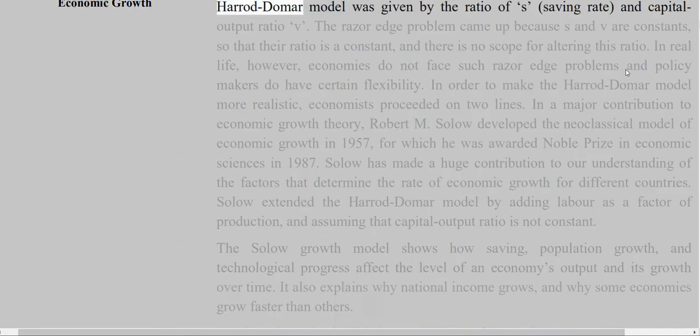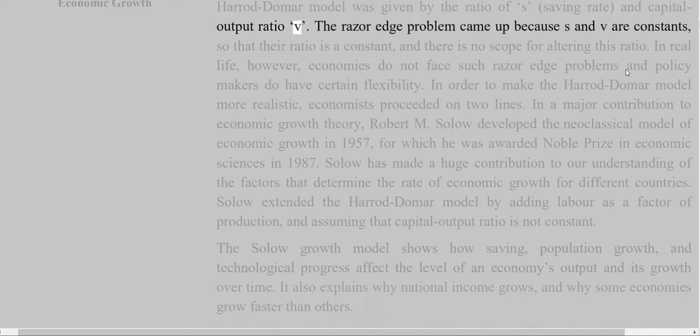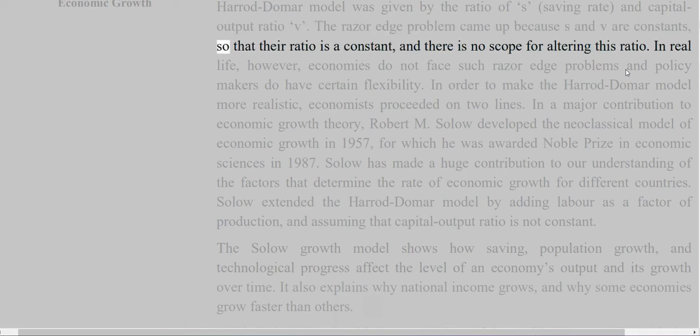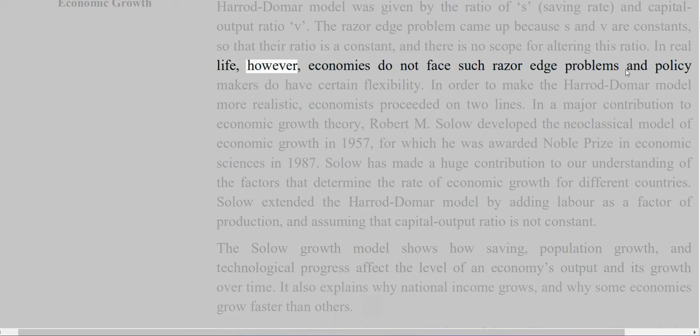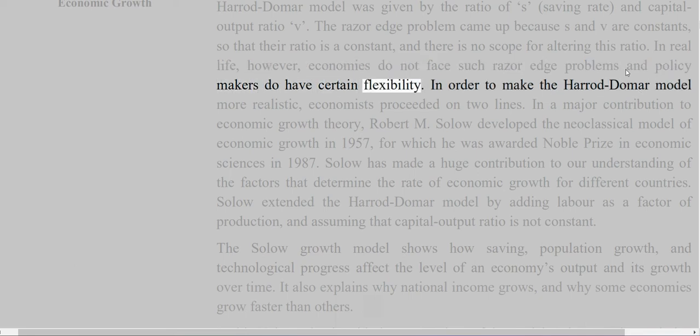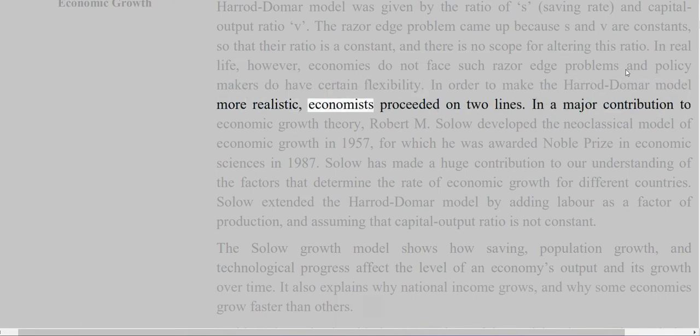Harrod-Domar model was given by the ratio of S, saving rate, and capital output ratio V. The razor edge problem came up because S and V are constants, so that their ratio is a constant, and there is no scope for altering this ratio. In real life, however, economies do not face such razor edge problems and policymakers do have certain flexibility. In order to make the Harrod-Domar model more realistic, economists proceeded on two lines.